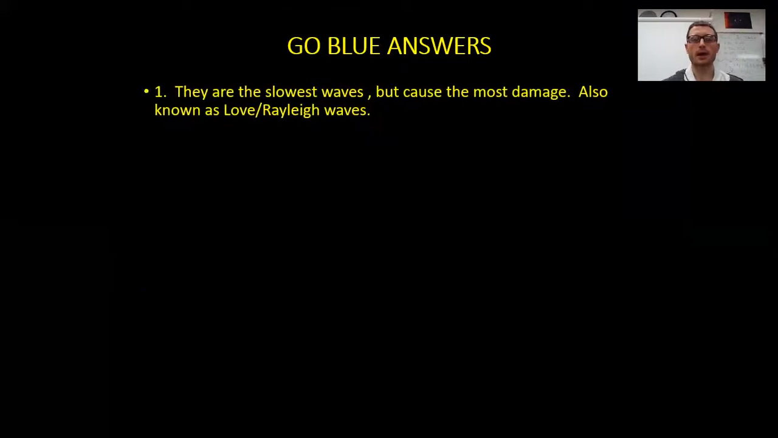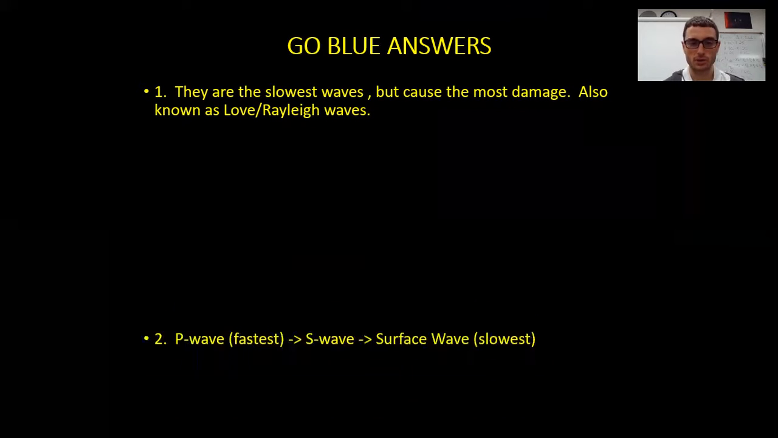Number 1, surface waves. As you remember, we talked about these the other day with our earthquake stuff. They are the slowest waves, but they do the most damage. We know P waves are known as longitudinal waves, and S waves are known as transverse waves. Alternate names of our surface waves are Love/Rayleigh waves.